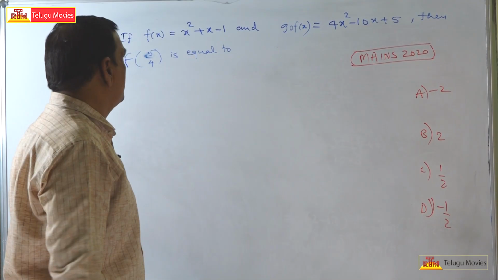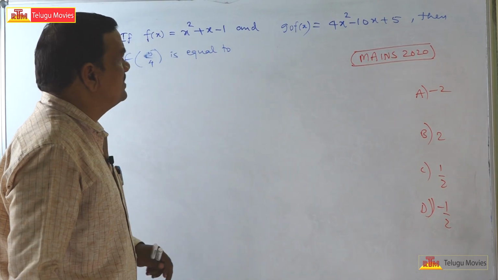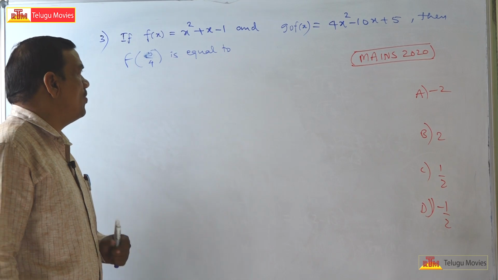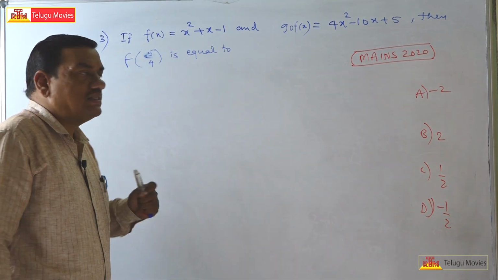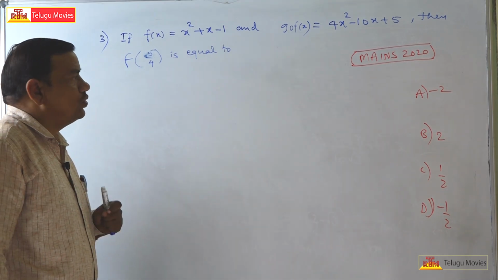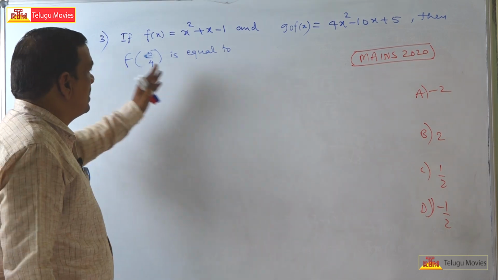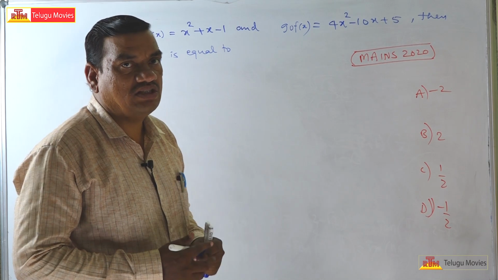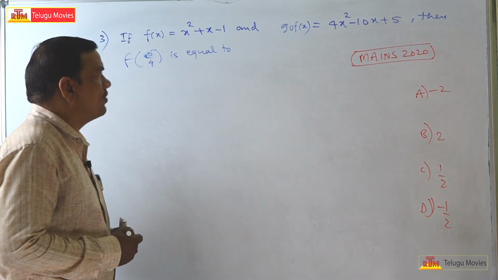The problem is very clear. f of x is given, g circle f of x is given, and we are asked to find out g of pi by 4. Generally, students start doing this problem like this: let us take g of x is equal to ax square plus bx plus c, like that. So, different methods they will follow. The very easy method we can follow.